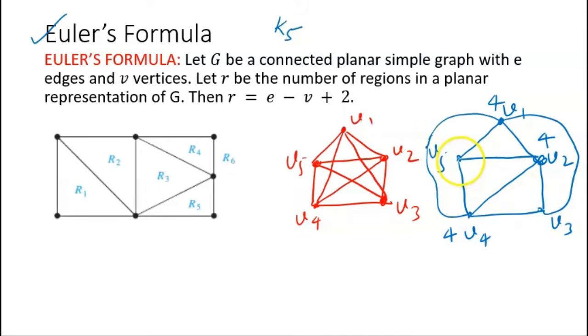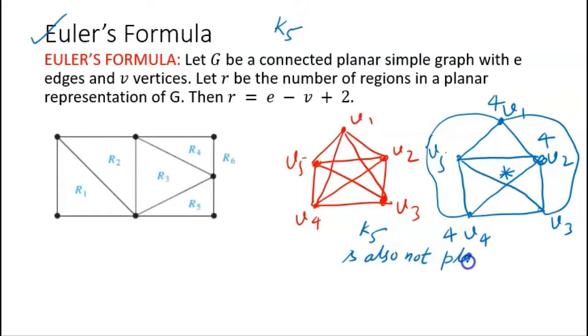So I need to join V5 and V3. Now the question is, can you avoid the crossing? The answer is no, you can't. So if I join them, I can join it like this. So this crossing is happening, right? This crossing is happening. So that is why the K5 graph, K5 is also not planar.